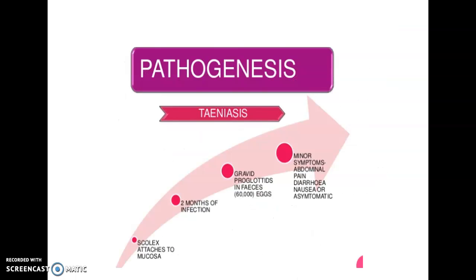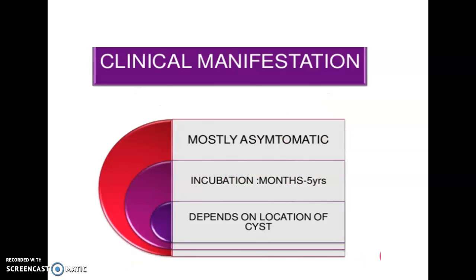Okay. Then what about the pathogenesis? It causes Taenia. How does it cause this particular disease? Initially, the scolex is attached to the mucosa. After 2 months of this infection, the gravid proglottids will be moved through the feces. And when this process is taking place, minor symptoms like abdominal pain, diarrhea, nausea, or other mild symptoms are generally recognized.